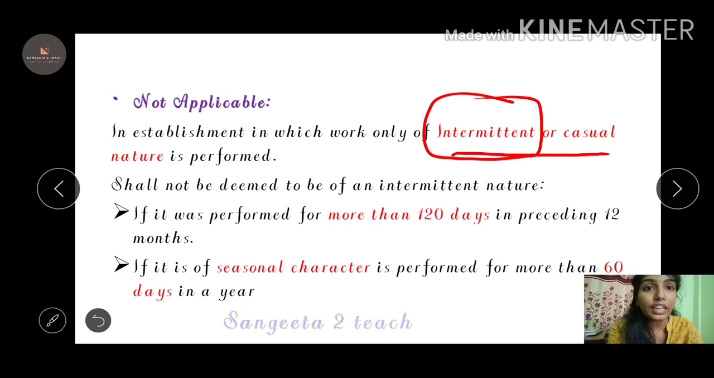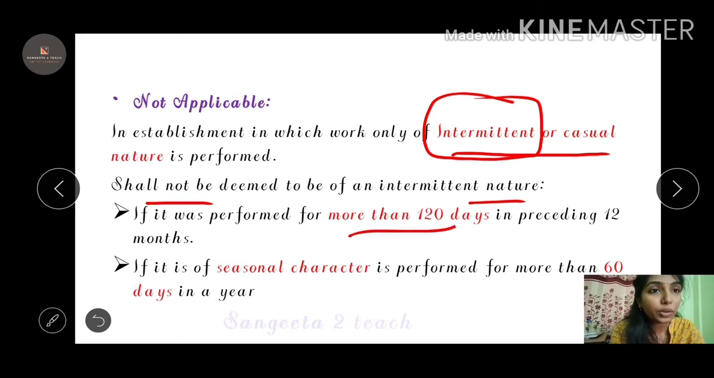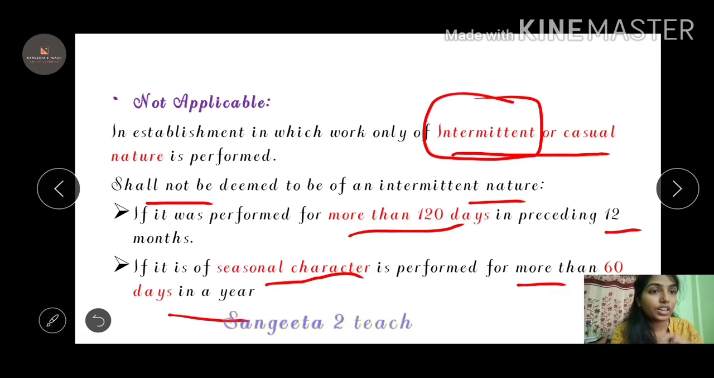Work shall not be deemed to be of an intermittent nature if it is performed for more than 120 days in the preceding 12 months. In the case of seasonal character, it should not be more than 60 days in a year. This is the condition. Intermittent is not regular. So it is not performed for more than 120 days in 12 months, and in seasonal character for not more than 60 days. These are the points you have to remember. Please understand and write it on your own.